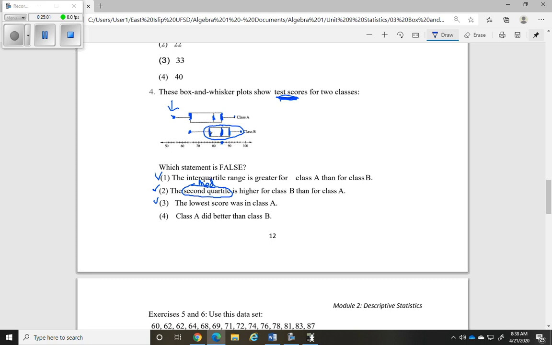We can say that 50% is from the median up. 50% of Class B's scores are about the same as only 25% of Class A. So Class A did not do better. So choice 4 is the false statement.